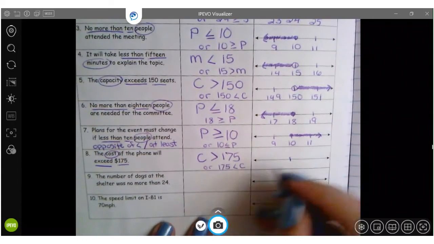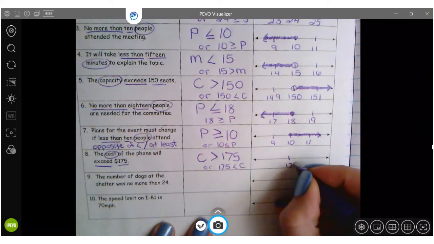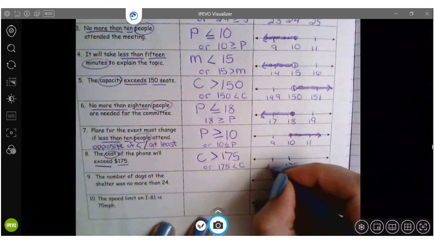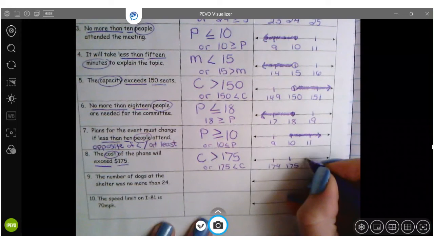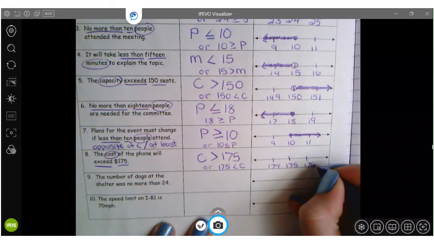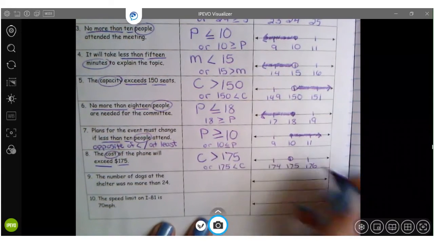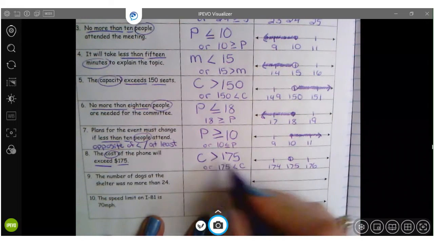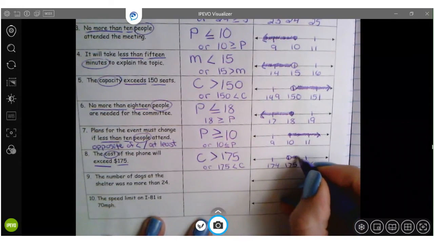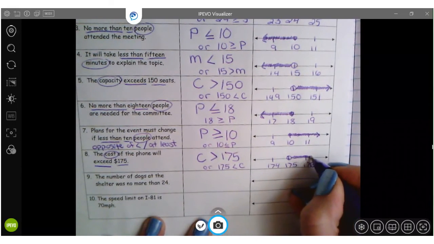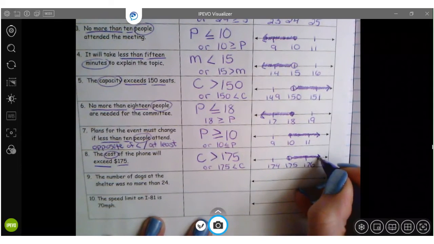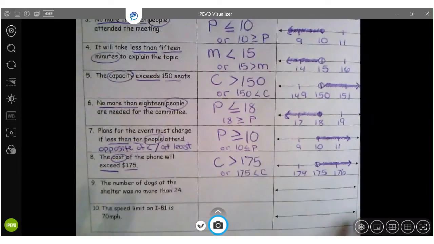I'm going to graph this by putting 175 in the middle. To the left would be 174. To the right would be 176. This would be an open circle on 175, and values greater than it would be to the right. So I'm going to shade my number line to the right and draw my arrow.